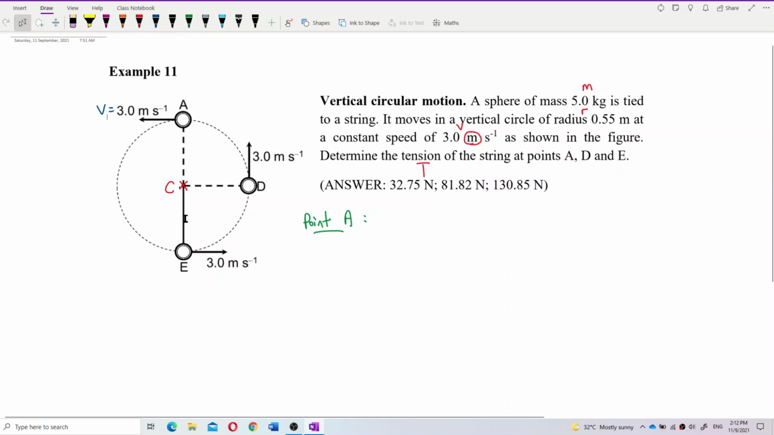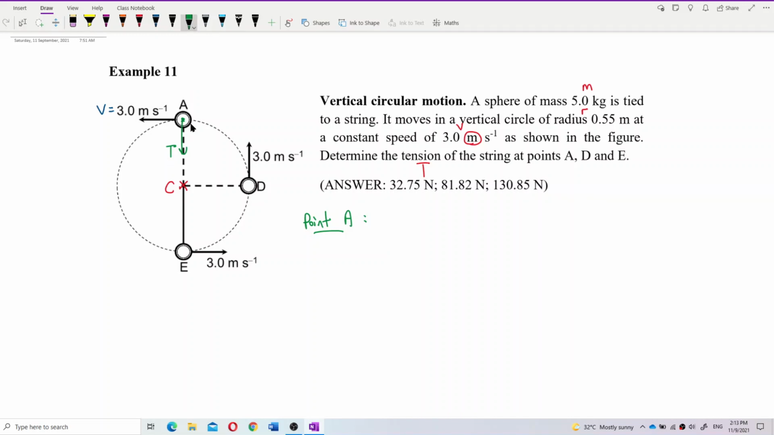It is attached to a string, isn't it? And the string is pulling on the ball, so the tension is downward. Let's say this is the point mass. Remember, tension is always away from the object. So here, tension is away from point A, like this. And then we have some more.